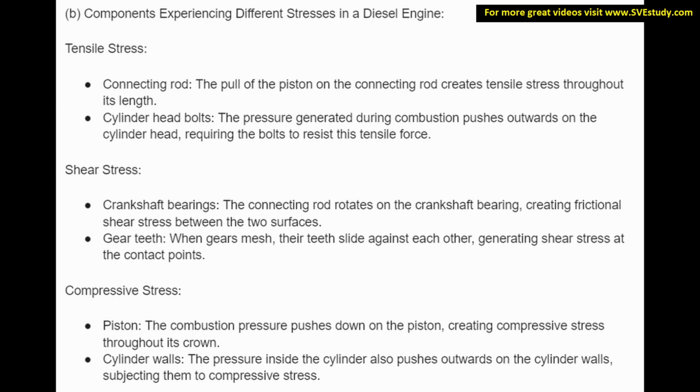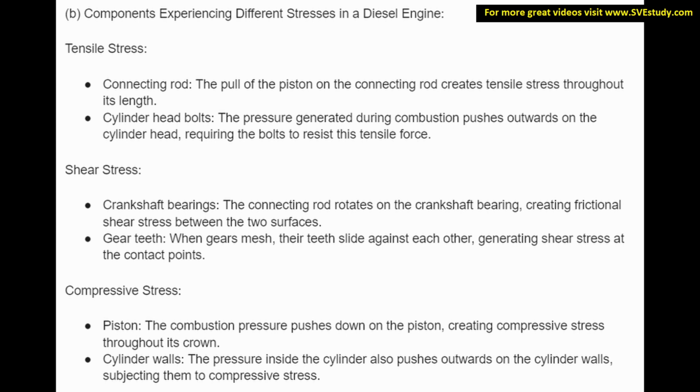Shear stress. Crankshaft bearings. The connecting rod rotates on the crankshaft bearing, creating frictional shear stress between the two surfaces. Gear teeth. When gears mesh, their teeth slide against each other, generating shear stress at the contact points.